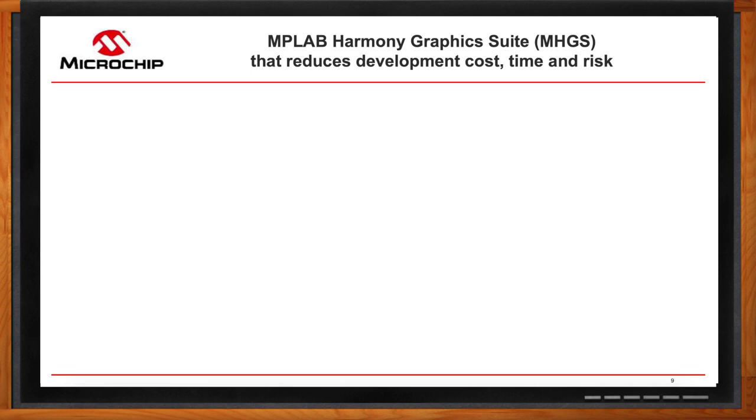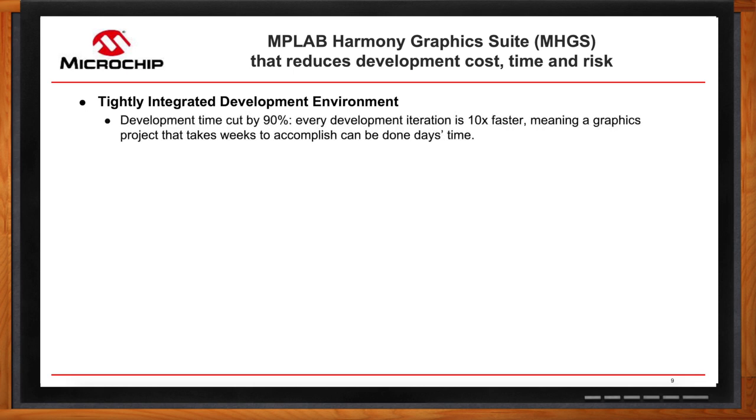So first things first, that tightly integrated development environment. MHGS, MPLAB Harmony Graphics Suite, works within MPLAB Harmony, which is our 32-bit microcontroller and microprocessor software framework. It is the all-encompassing solution for all of the drivers, all of the software, the code that you need to get your design up and running so you can focus on your secret sauce, your application, what drives your profit for your company. We'll take care of the rest. So it's fully integrated within that.